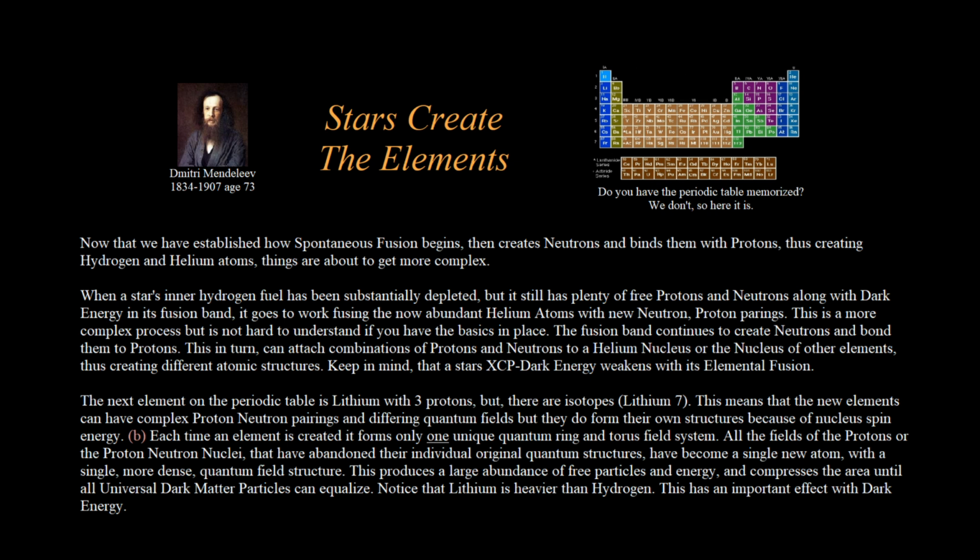The next element on the periodic table is lithium with 3 protons, but there are isotopes, lithium-7. This means that the new elements can have complex proton-neutron pairings and differing quantum fields, but they do form their own structures because of nucleus spin energy. B. Each time an element is created, it forms only one unique quantum ring and torus field system.